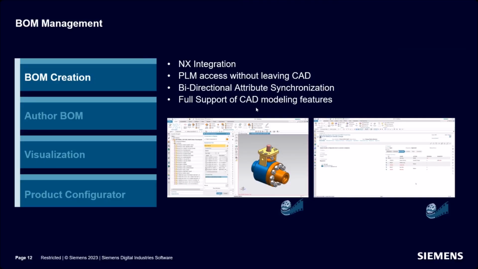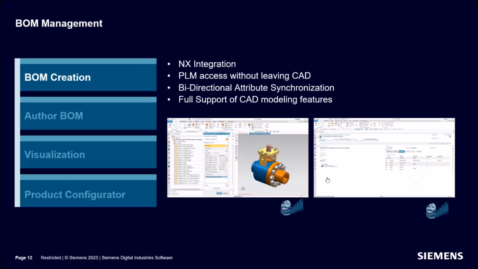So we're going to be using that. And we're going to be accessing that information through PLM and without leaving the CAD system. So we're going to be using this directly within Teamcenter. It's bi-directional. We can do attribute synchronization with the tool, and there is full coverage of all CAD model features that are in the tool.